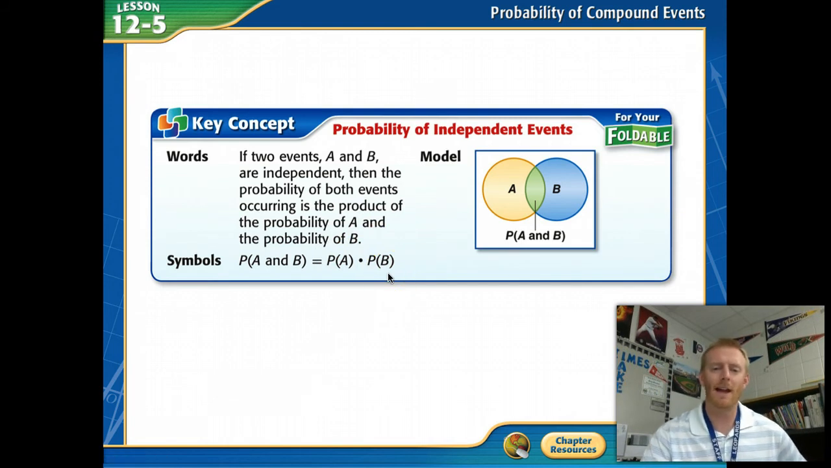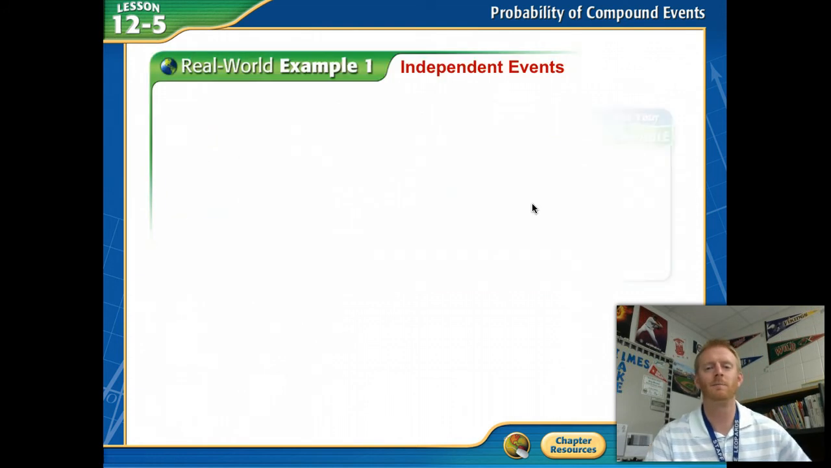So we're going to get started with that exact kind of a process. Make sure you write this down. This is the symbolization of how we write that down. And this is a quick Venn diagram of what we are looking for of independent events.